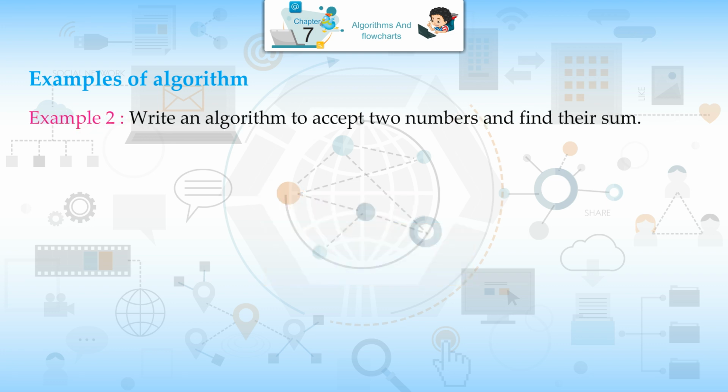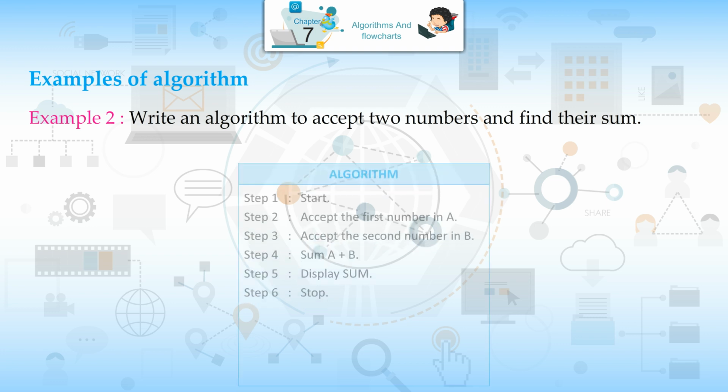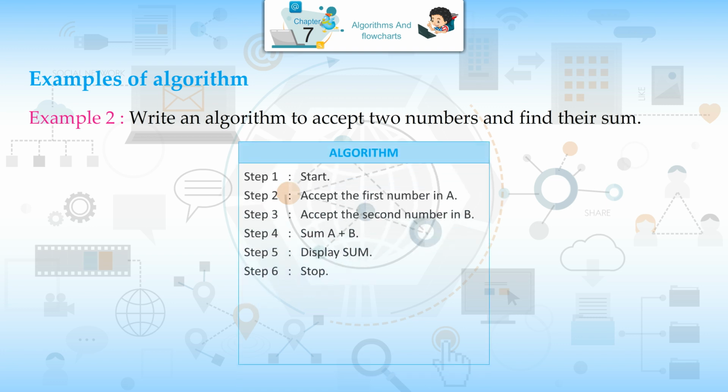Example 2. Write an algorithm to accept two numbers and find their sum. Algorithm. Step 1. Start. Step 2. Accept the first number in A. Step 3. Accept the second number in B. Step 4. Sum is A plus B. Step 5. Display sum. Step 6. Stop.